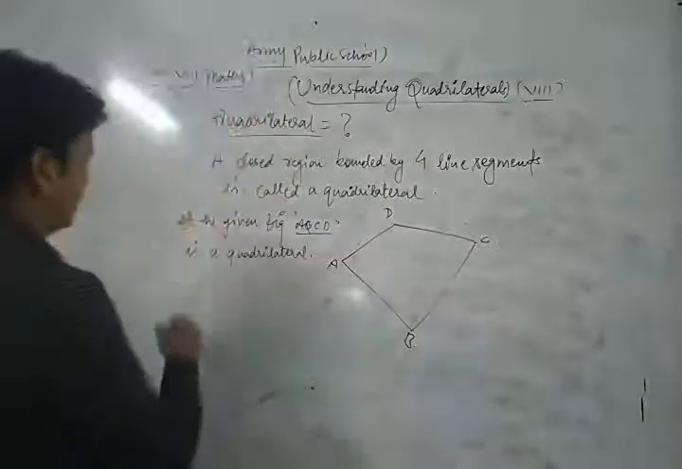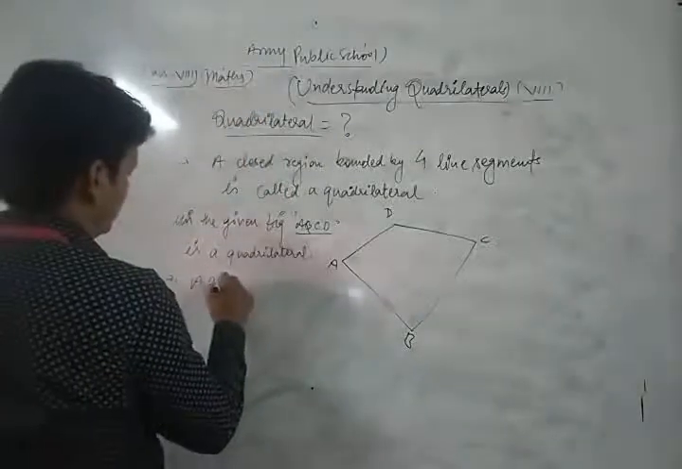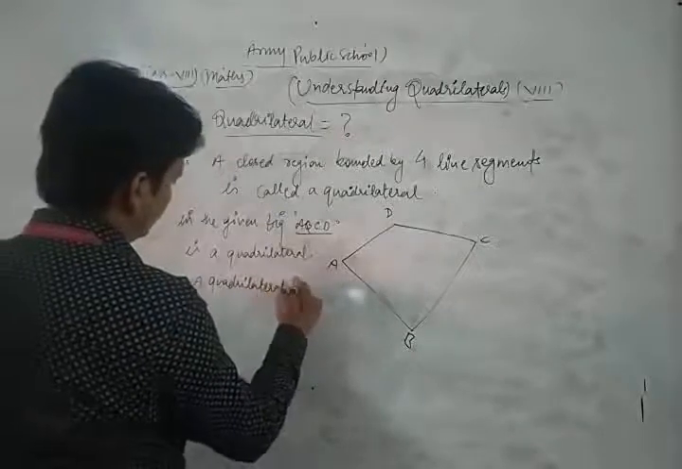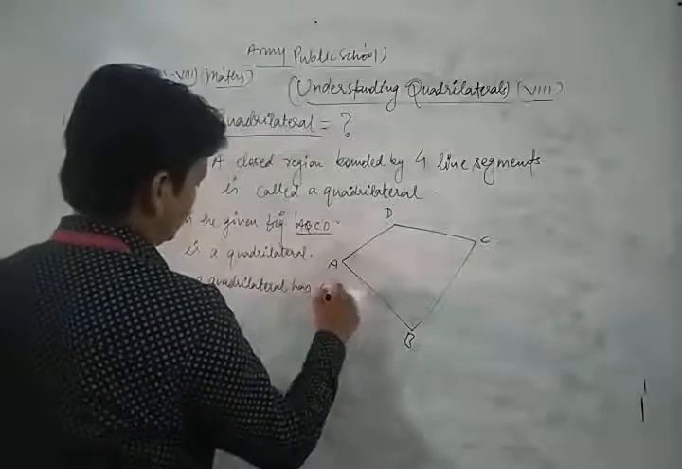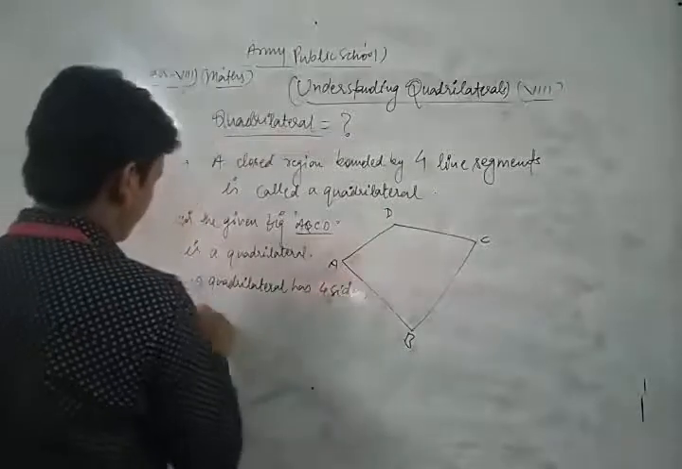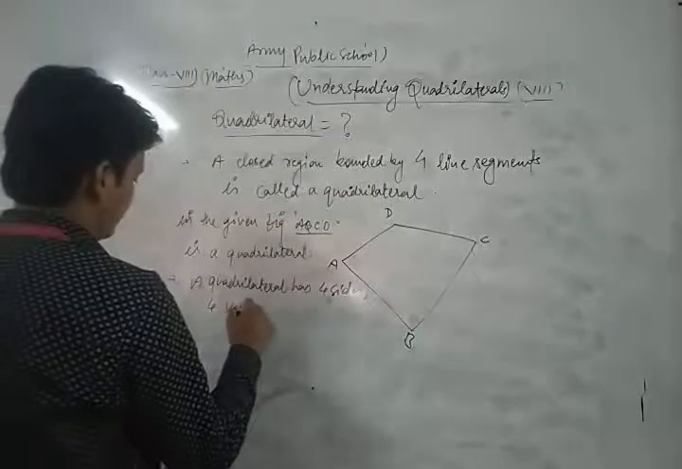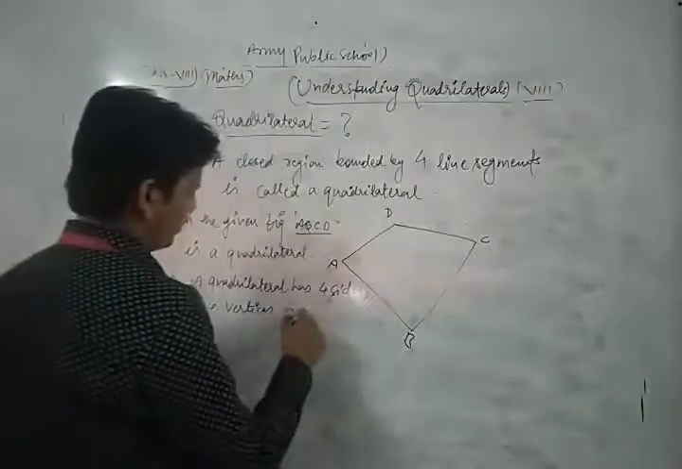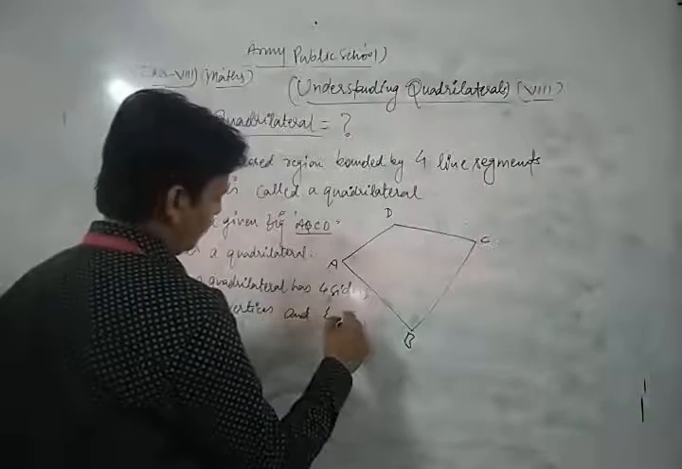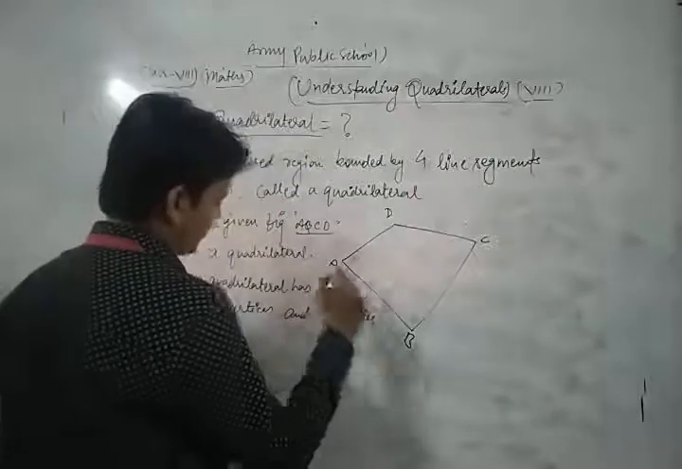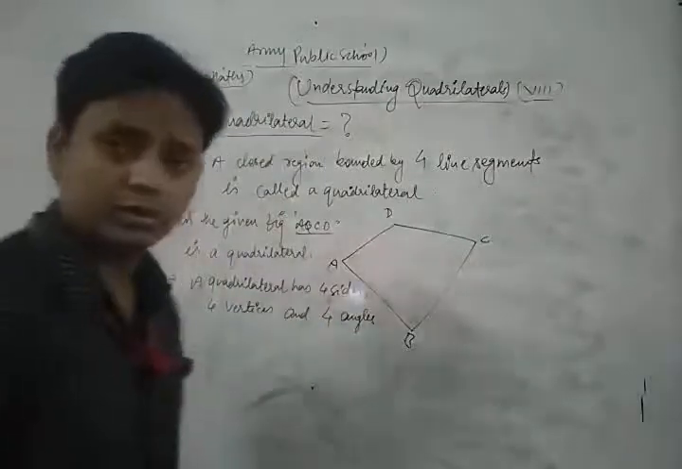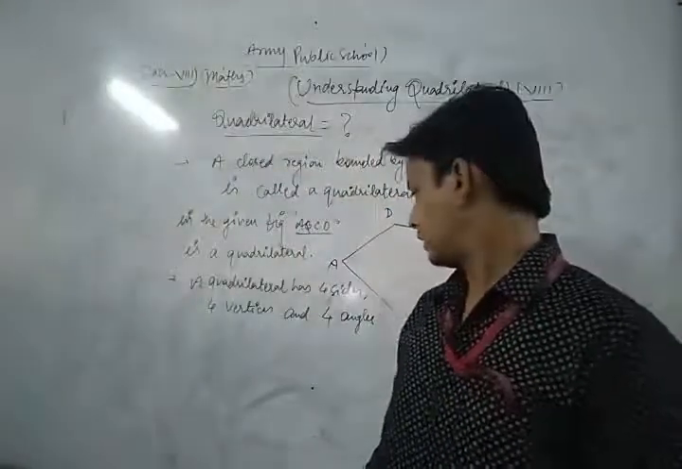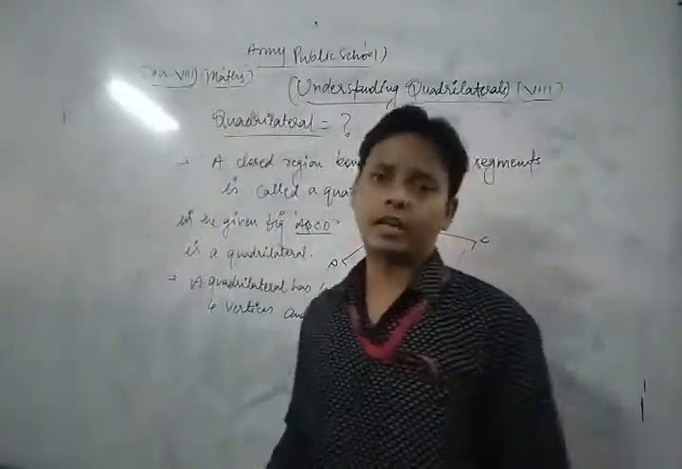sides, and also a quadrilateral has four sides, four vertices, and four angles. Okay, dear students, a quadrilateral has four sides, four vertices and four angles.